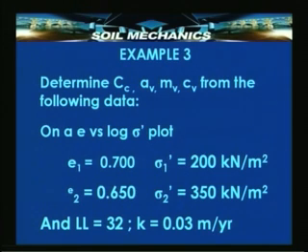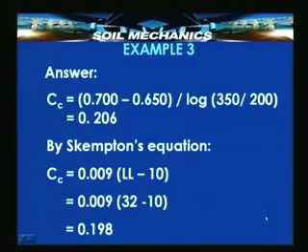If we use directly the change in stress, we will be able to calculate the other parameters av, mv, Cv. Incidentally, the parameter Cc can also be calculated from LL, the liquid limit, and the parameter mv requires the value of av, and the parameter Cv requires the value of coefficient of permeability. So, answers are Cc will be equal to the change in void ratio divided by logarithm of the ratio of stress, that is 0.206. We get by Skempton's equation a value very close to this, 0.198.